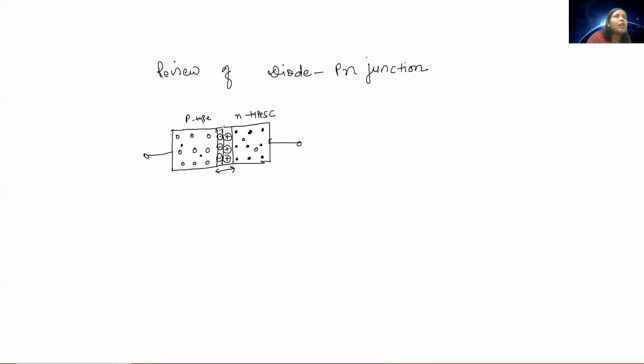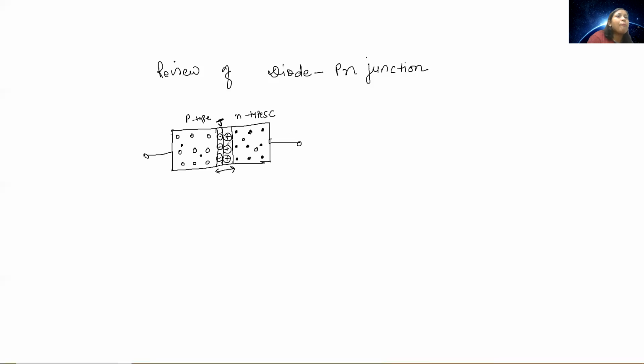As we all know, ions are much heavier particles compared to electrons or holes. Ions are nothing but these stable atoms. When an atom releases or accepts an electron to become stable, it becomes an ion. So ions are nothing but the atoms which are stable, and they are much heavier compared to electrons or holes. Since they are so heavy, they cannot cross this junction. They cannot cross the boundary of p-type and n-type semiconductor.